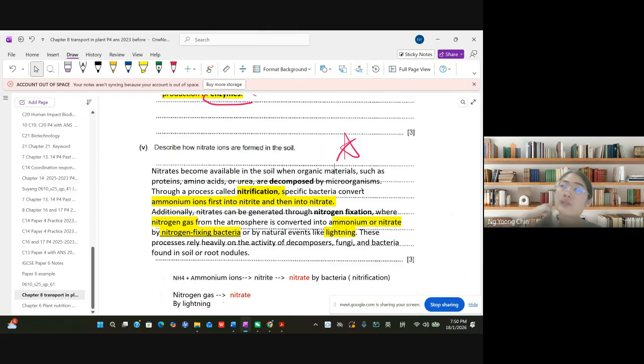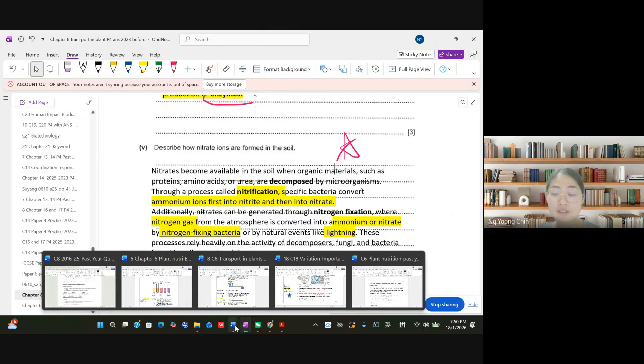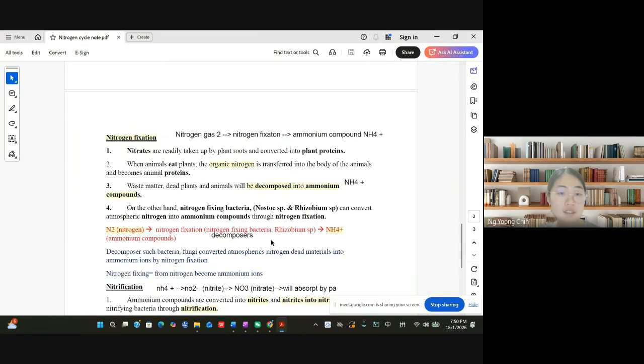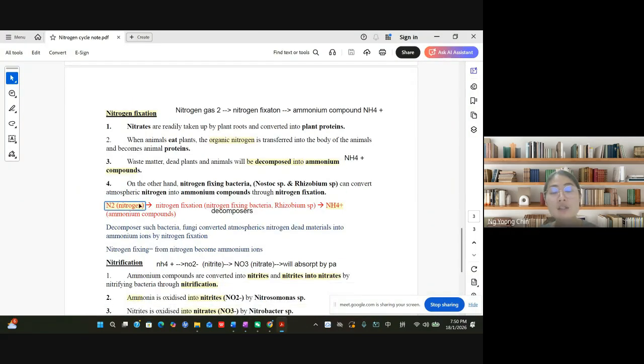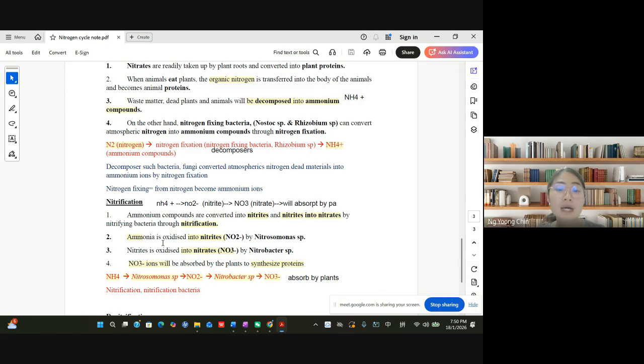Because the ammonium compound is initially from the nitrogen gas, right? From the nitrogen gas being converted by the nitrogen fixing bacteria, it becomes the ammonium compound. Later the ammonium compound will become nitrites and then nitrates. Because the plant can only absorb nitrates, which is NO3 minus only. Plants cannot absorb the ammonium compound or the nitrite, which is NO2 minus. They can only absorb NO3 minus.